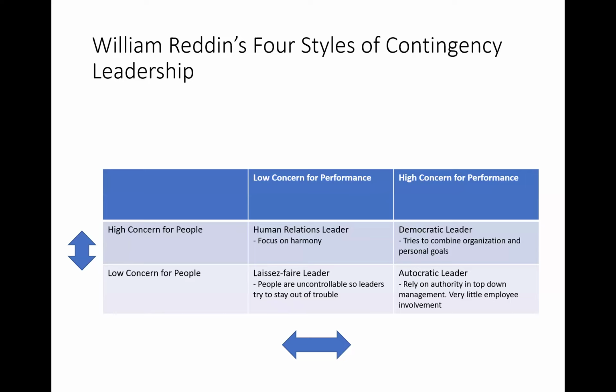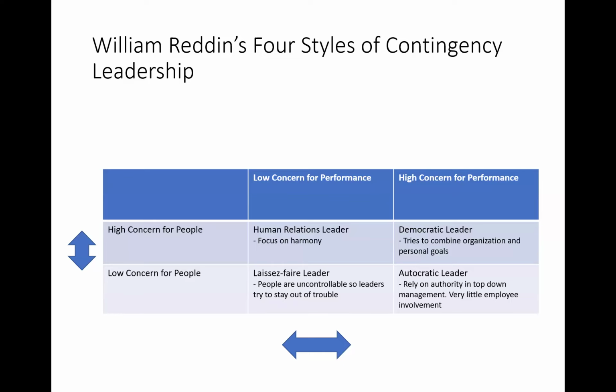Bottom right, you have your autocratic leaders, low concern for people, high concern for productivity, relying upon authority and very top-down centralized type of management with very little employee involvement. We saw in the Iowa studies what that meant for the effectiveness of the decision-making of groups.